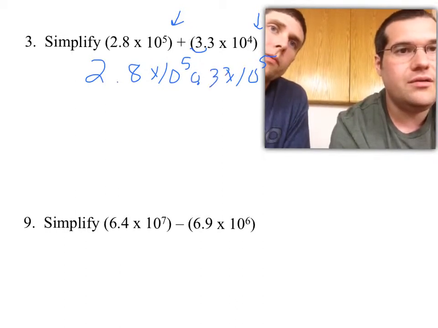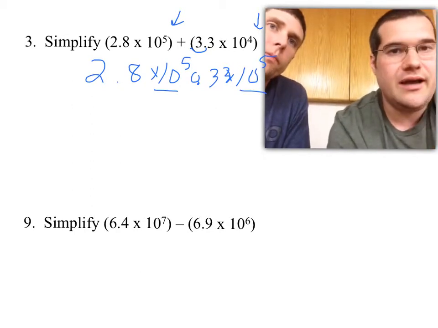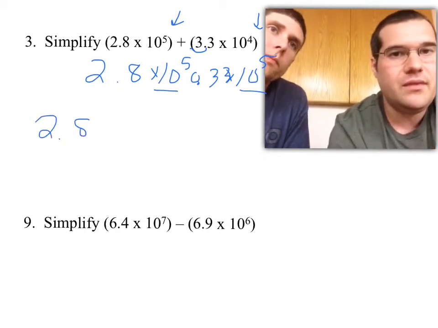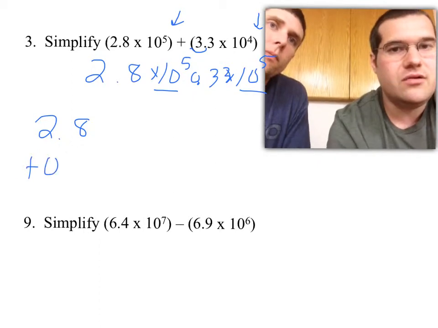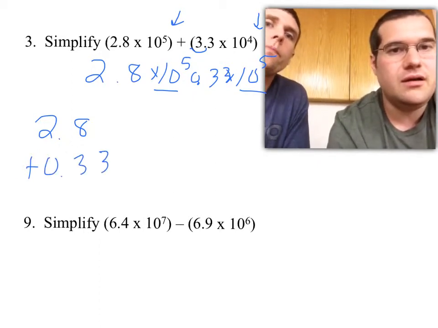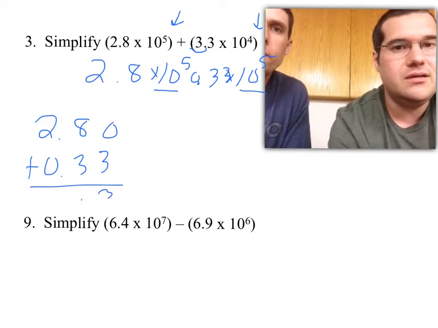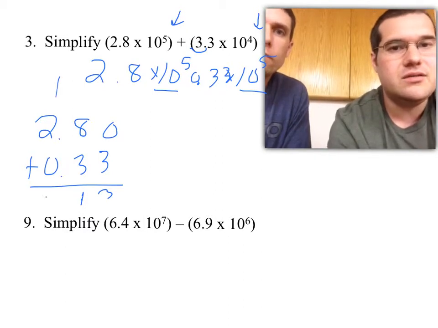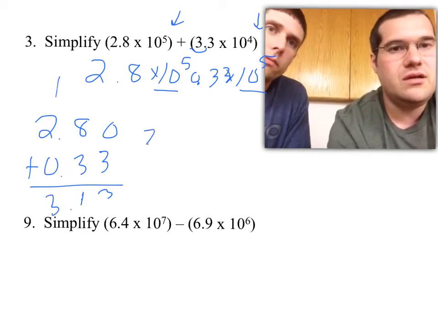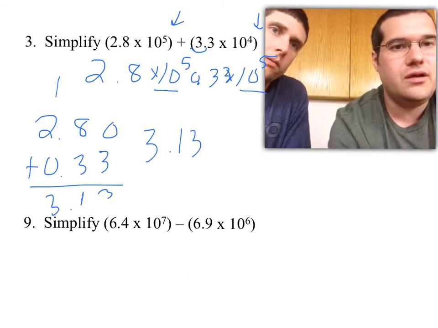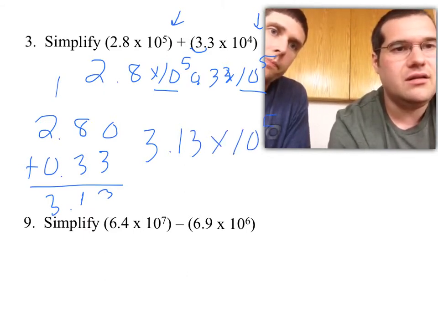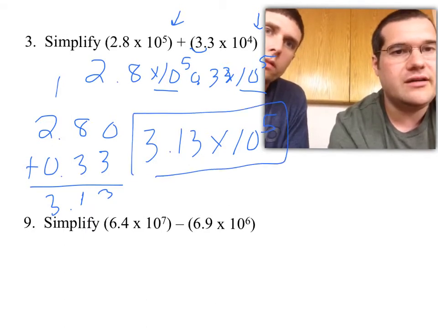0.33. Okay, so now that my exponents are the same, I'm just going to line it up. So I got 2.8 plus 0.33. I'm going to add my 0 there. 3 plus 0 is 3. 8 plus 3, bippity-boppity-boo, is 11. Carry the 1 is 3. So it's 3.13. And don't forget, bring down your times 10 to the 5th. And that is your final answer.